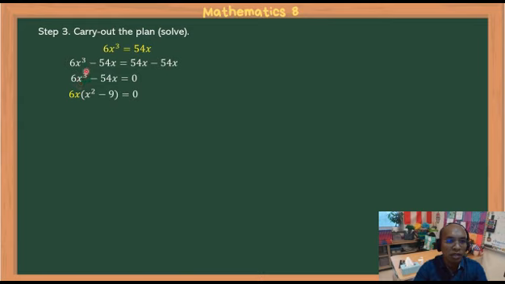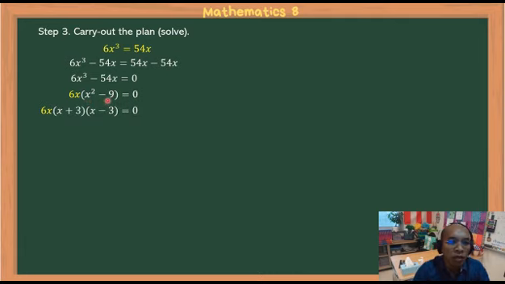Then 6x cubed divided by 6x. So 6 divided by 6 is 1. And x cubed divided by x is x squared. Negative 54 divided by 6 is negative 9. And x divided by x is 1, or cancel out x. The quotient is just x squared minus 9. So these are the factors of 6x cubed minus 54x, and that is equal to 0.